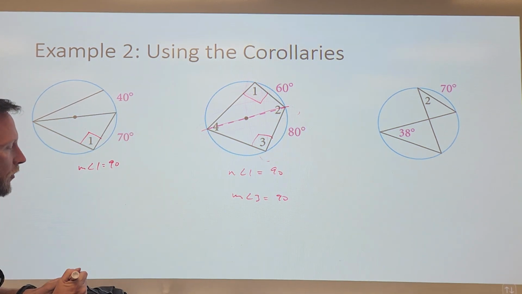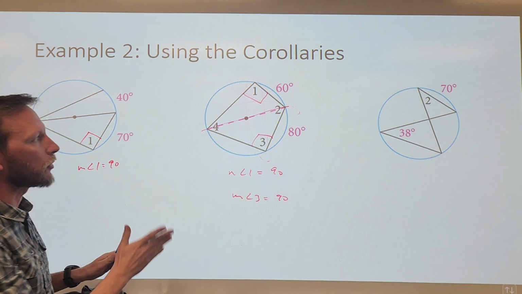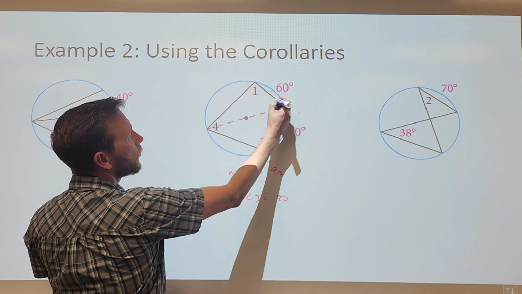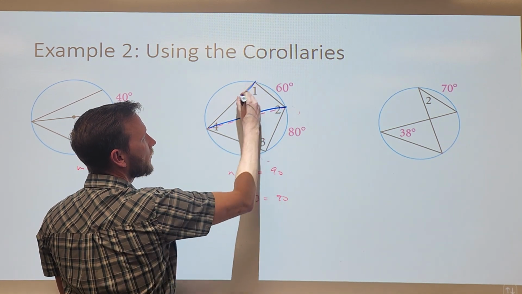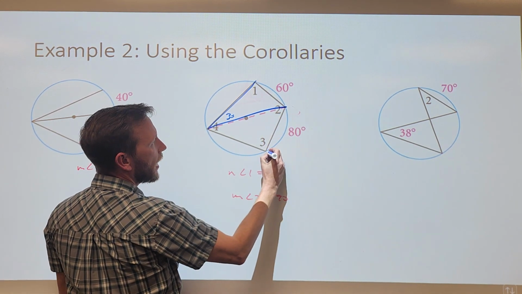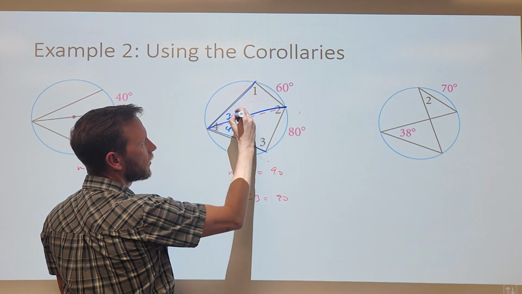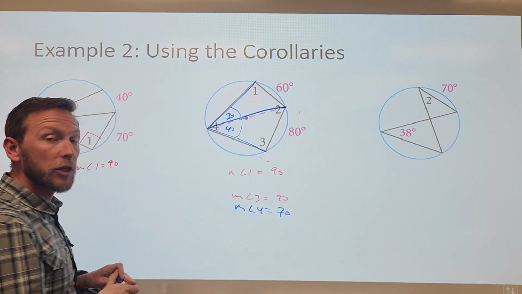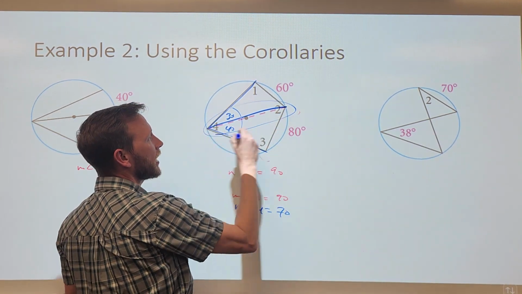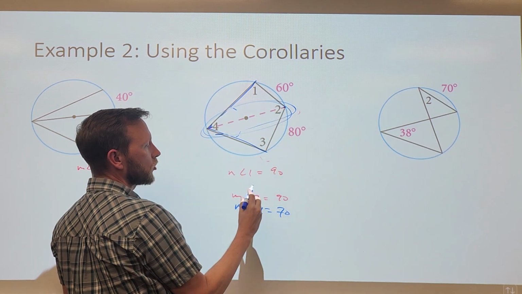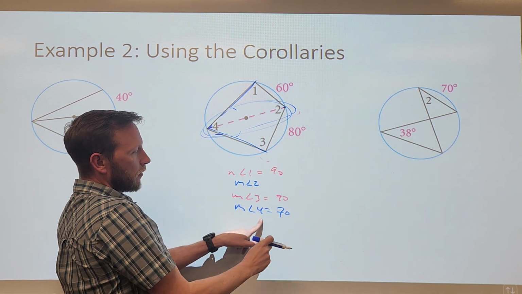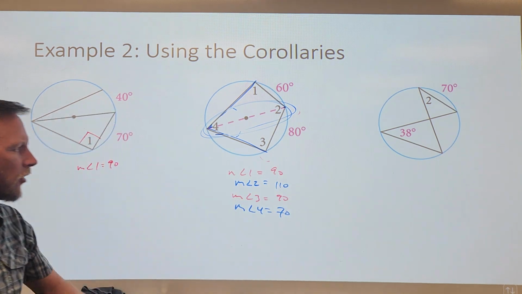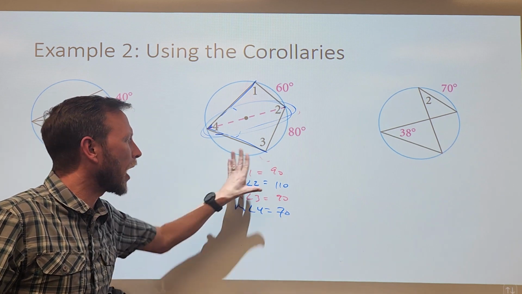For the measure of angle 2 and the measure of angle 4, we kind of have to think about this in a couple different ways. First, we're going to figure out the measure for angle 4. The measure for angle 4 is going to be half of 60 and half of 80. And so the measure of angle 4 is 70, which means if these opposite angles, 4 and 2, are supplementary, then 70 plus what makes 180? 70 plus 110.